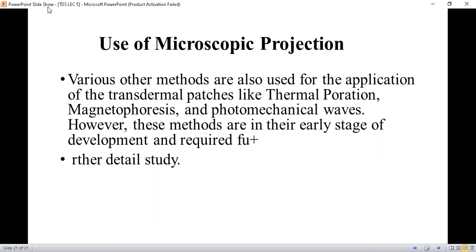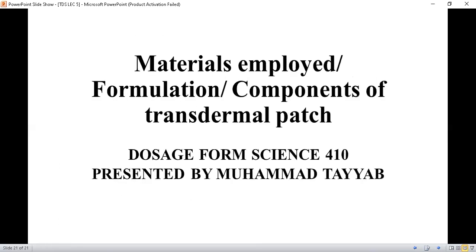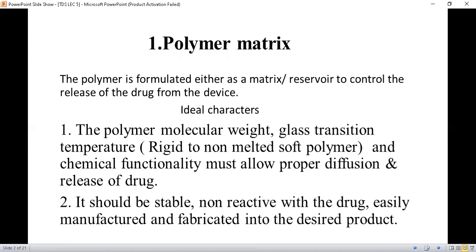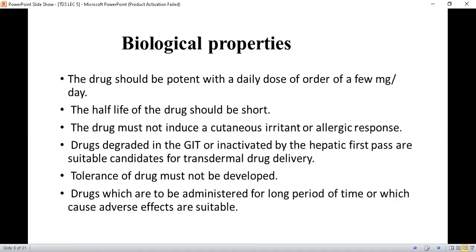So students, in this lecture we have discussed the following. Let's repeat the lecture quickly. In the previous lecture we studied what a transdermal system is and how drug is absorbed through a transdermal system. In this lecture we have discussed the formulation components for a transdermal system. The first thing is polymer. The next thing is the drug and its physicochemical and biological properties. Those drugs which have these desired properties are suitable for a transdermal drug delivery system.